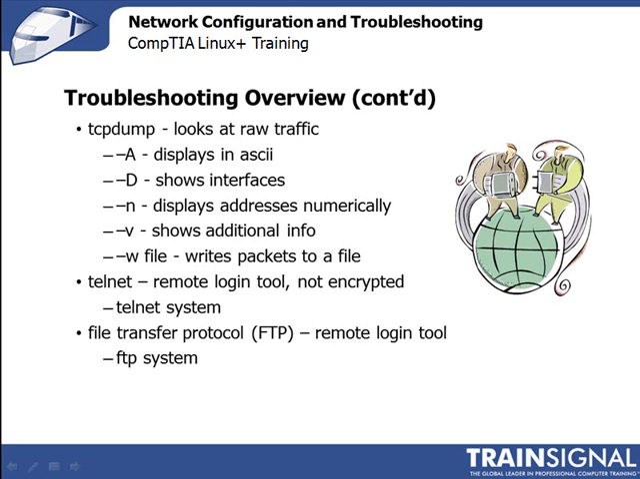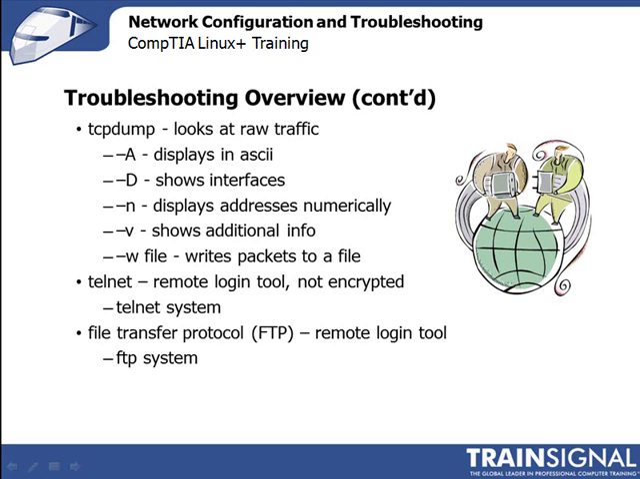tcpdump also takes the following options: -A to display the output in ASCII format, -D to show the interfaces, -n displays addresses numerically, -v or verbose is used to display additional information, and you can also use -vv or -vvv for even more information. And then we've got -w space file, which writes the packets to a file that you specify.